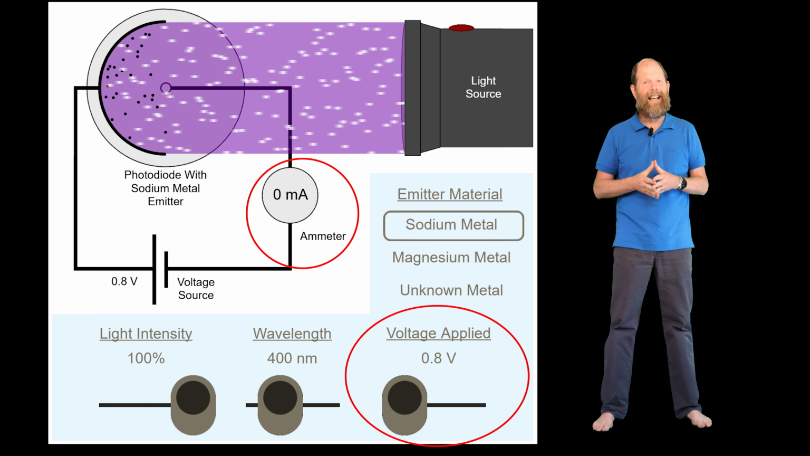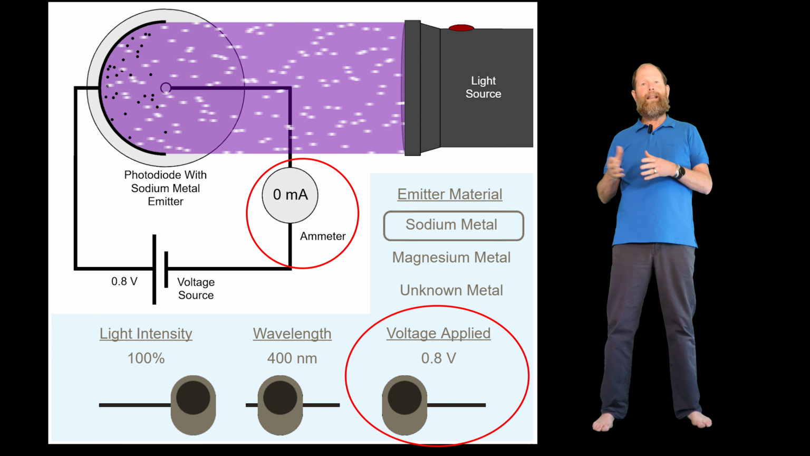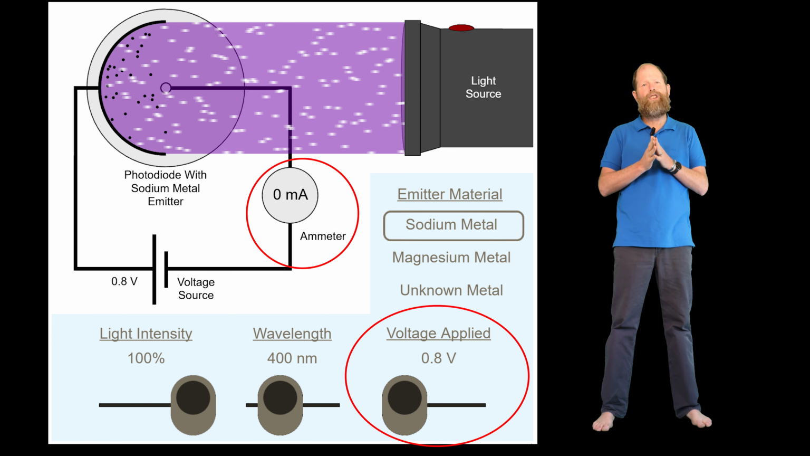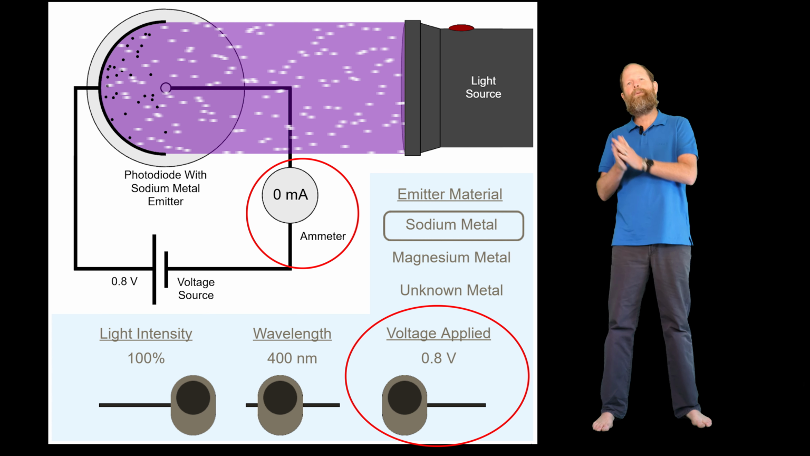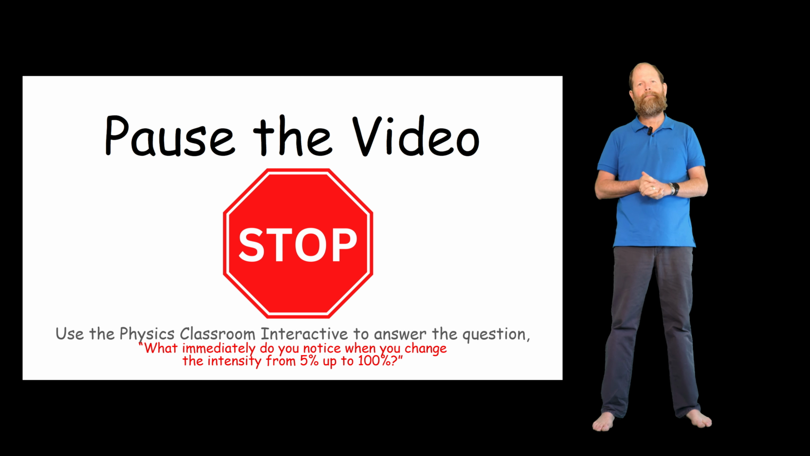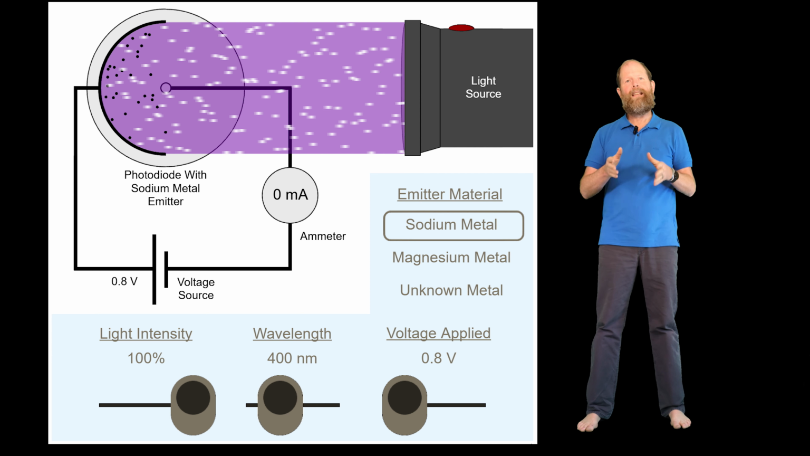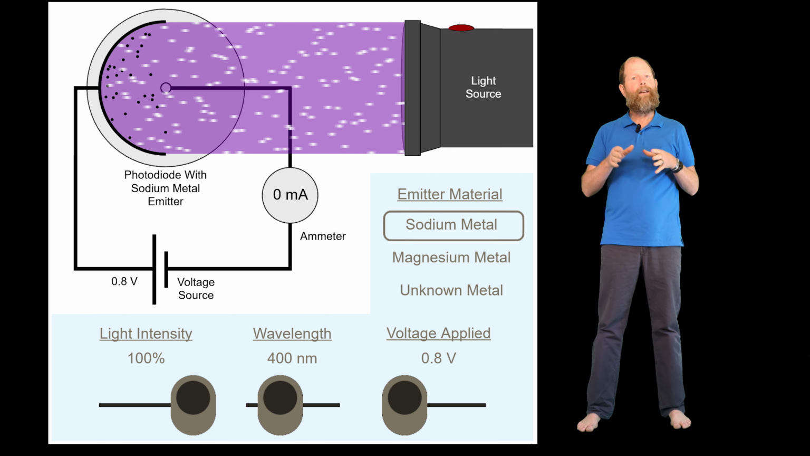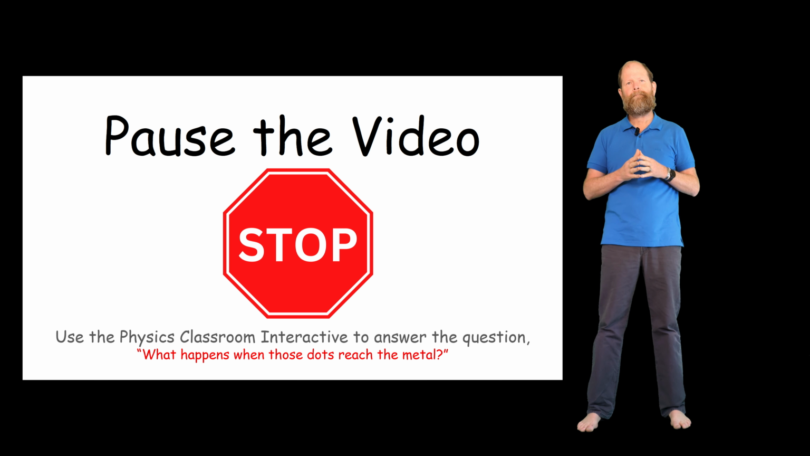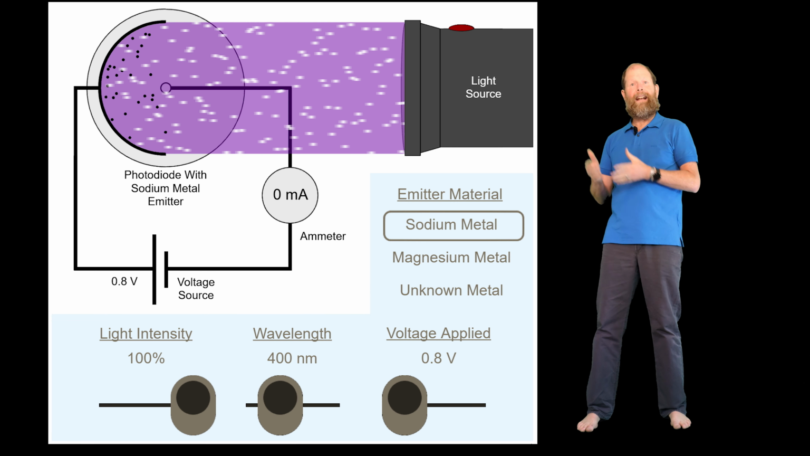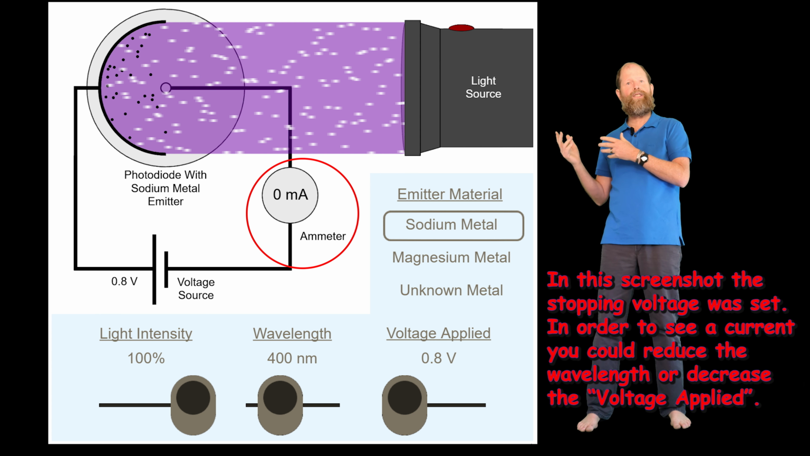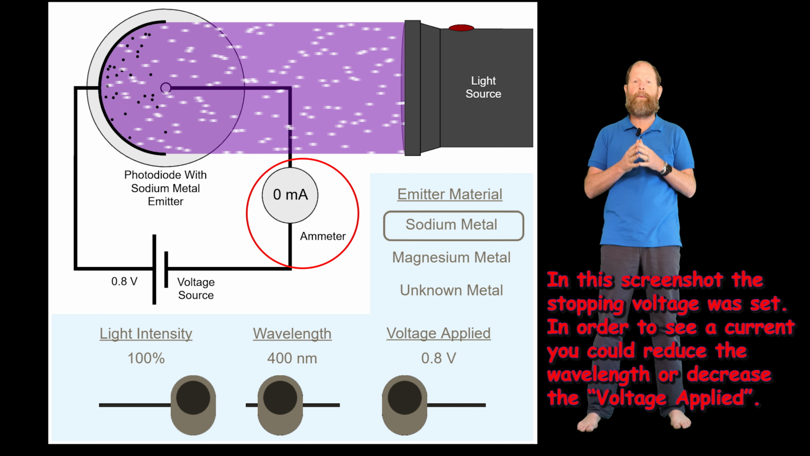Now let's experiment with the intensity. What immediately do you notice when you change the intensity from 5% up to 100%? That's right, you see more dots leaving the flashlight. These dots each represent one photon. What happens when those photons reach the metal? That's right, an ammeter reads electric current, which tells us more electrons are being removed from the metal.